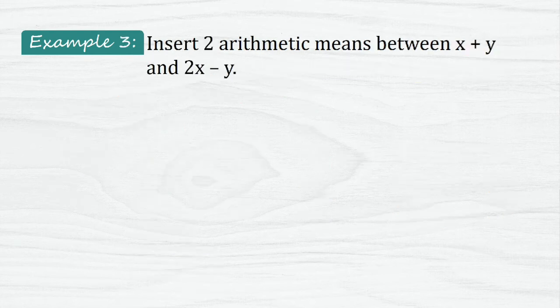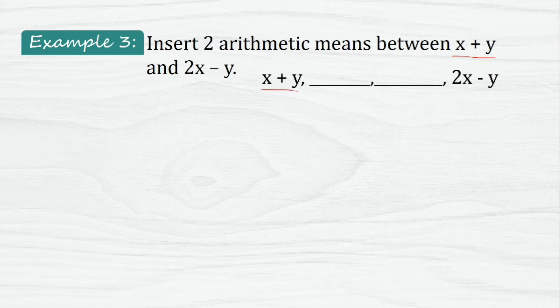Example number 3. Insert 2 arithmetic means between x plus y and 2x minus y. Okay, so if we're going to insert 2 arithmetic means between the first given and the last, then it means we have 4 terms in all.